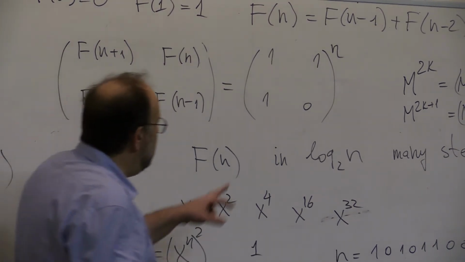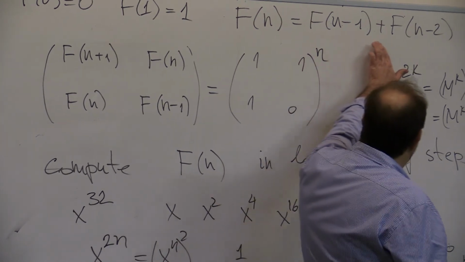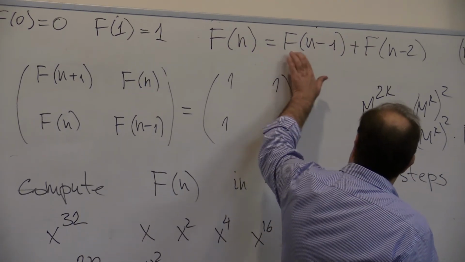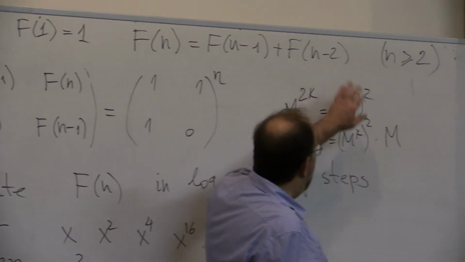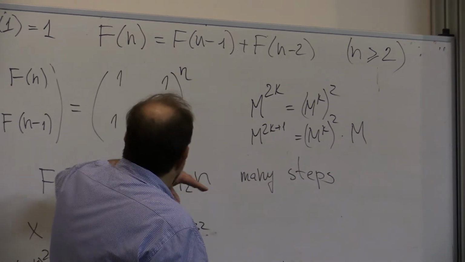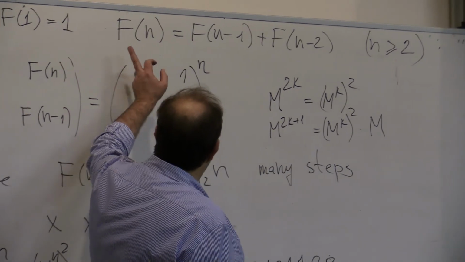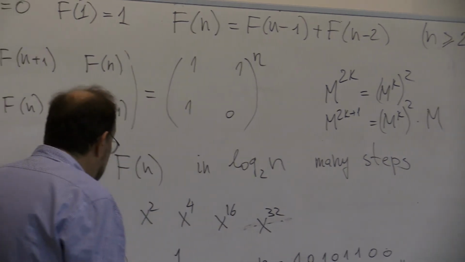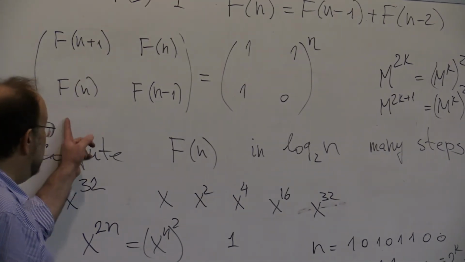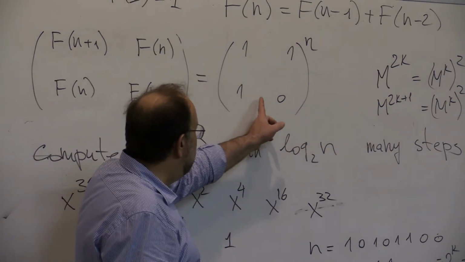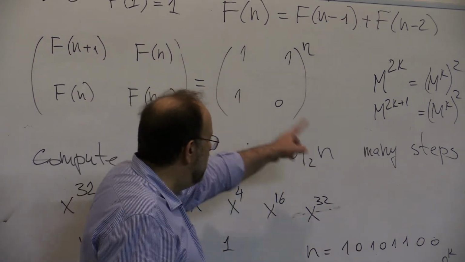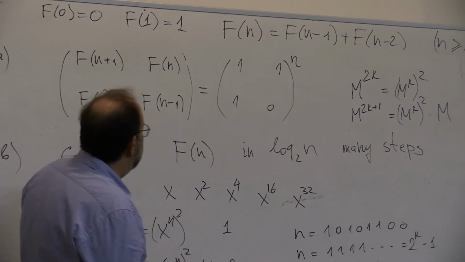So interestingly, even though Fibonacci is defined by recursion, linear recursion, right, that looks as if you have to compute all the values from 0 to n, actually this shows that in fact Fibonacci numbers can be computed in logarithmic time.